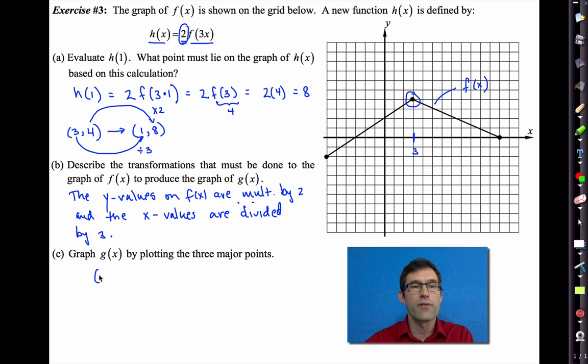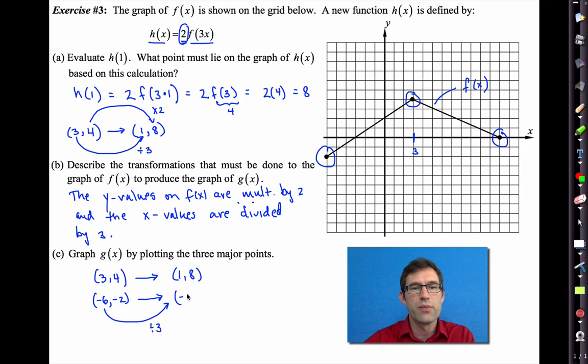Now we already have one of them. 3, 4 ends up going to 1, 8. But let's take the other two. Let's take these two. So what's this point? It's 1, 2, 3, 4, 5, 6, negative 6, negative 2. So what are we doing? We're taking the x value and dividing by 3. So negative 6 divided by 3 would be negative 2. And then we're going to take the y value and multiply by 2. So that will be at negative 4.